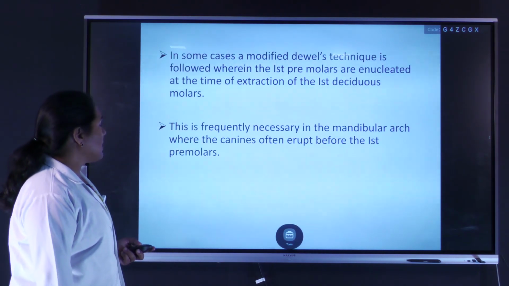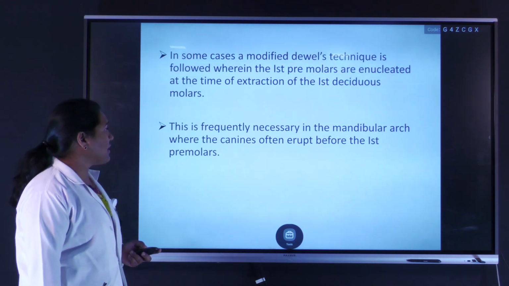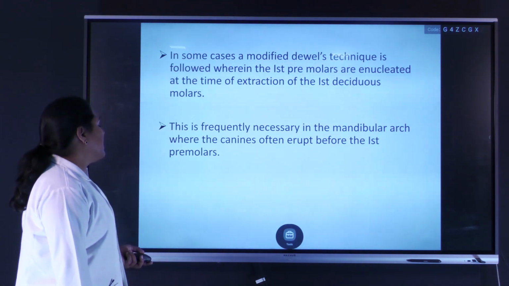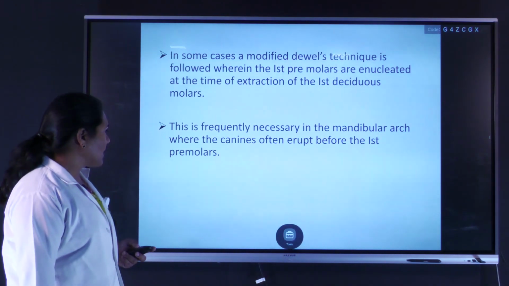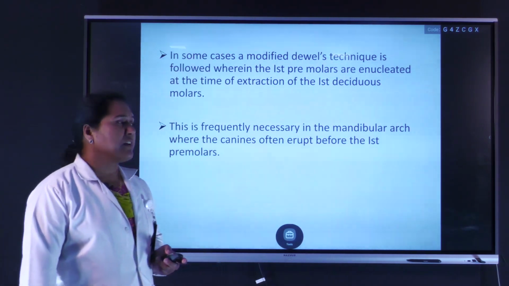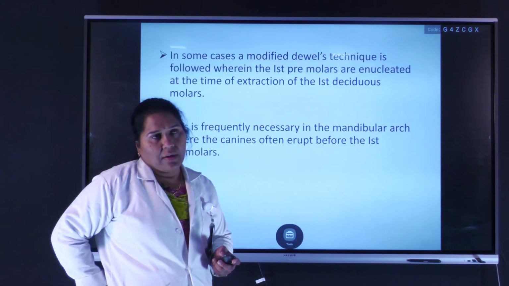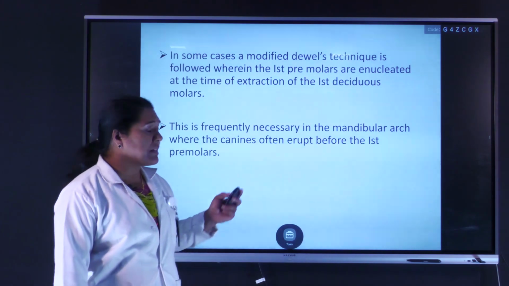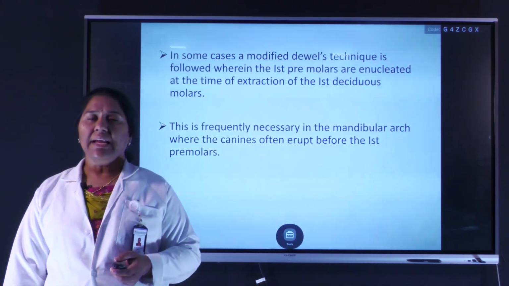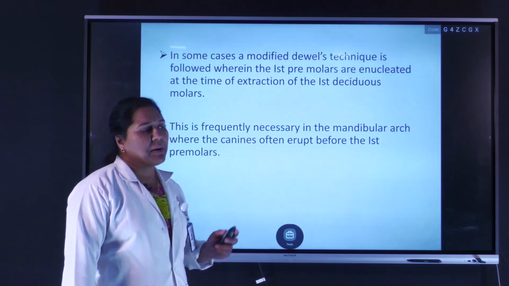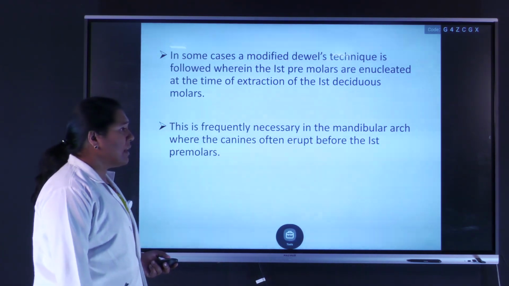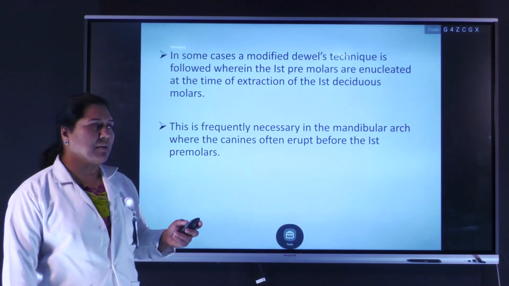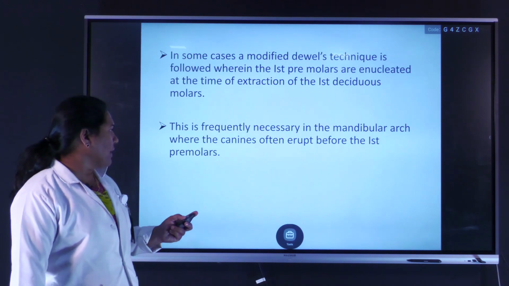In some cases a modified DeWeys technique is followed, wherein the first premolars are enucleated at the time of extraction of the first deciduous molars. This is frequently necessary in the mandibular arch, where the canines often erupt before the first premolars. So, in the conventional DeWeys method, we are going to remove C, D and then the first permanent premolar, but sometimes you will modify the technique by enucleating the bud of the first premolar at the time of removal of the first deciduous molar.